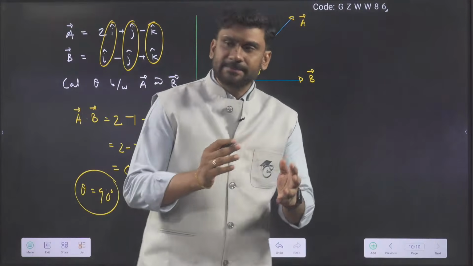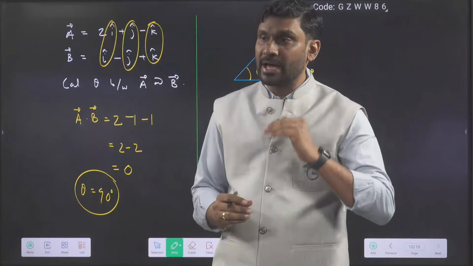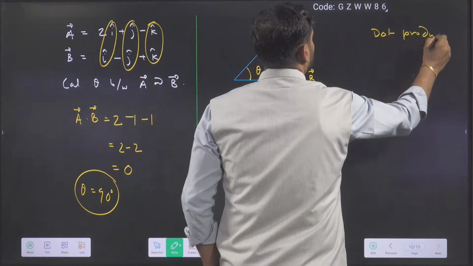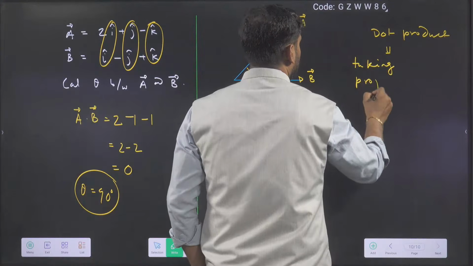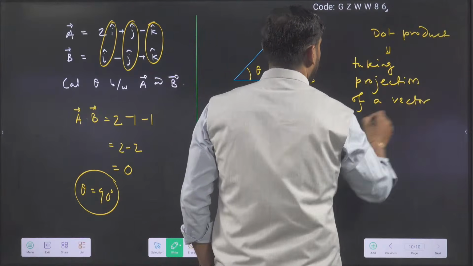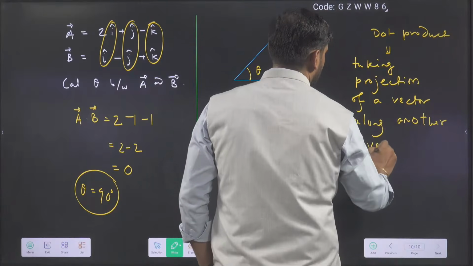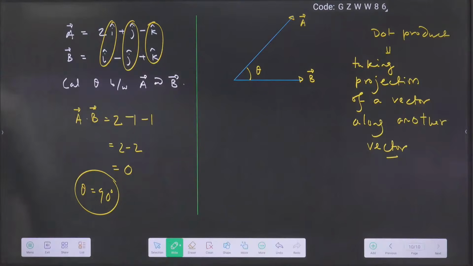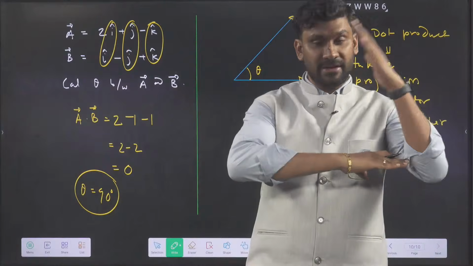So dot product is actually taking projection of one vector along another vector. So what I am taking, dot product, it basically means taking projection of a vector along another vector. So dot product का actual meaning क्या है? It is taking projection of one vector along another vector.